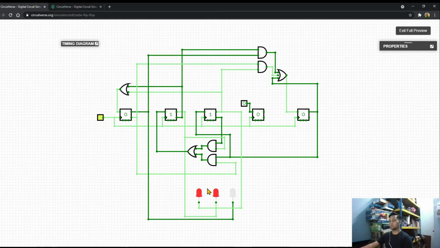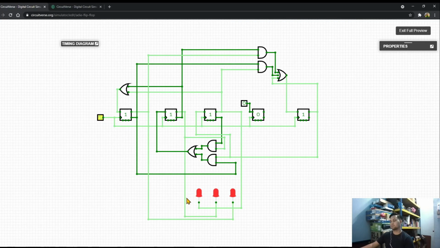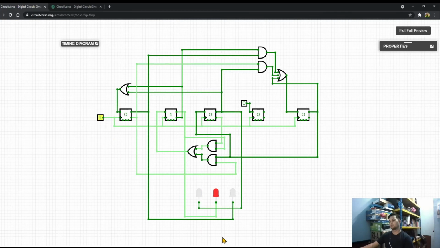So this is 6. 4 plus 2 equal to 6. So this is 7, 4 plus 2 plus 1 equal to 7. So this is 2. 0 1 0. So this is my circuit ID for the T flip-flop.